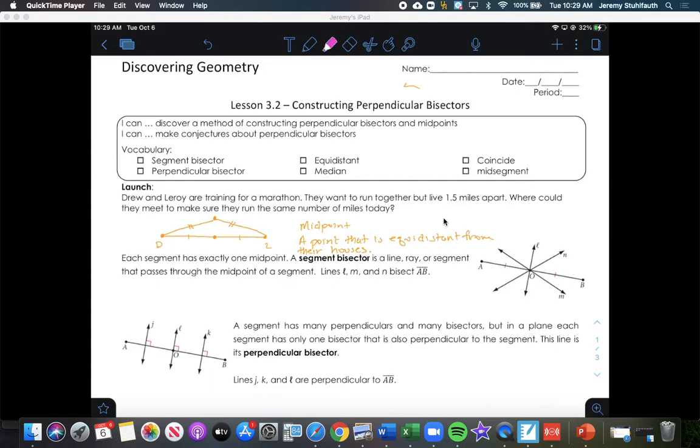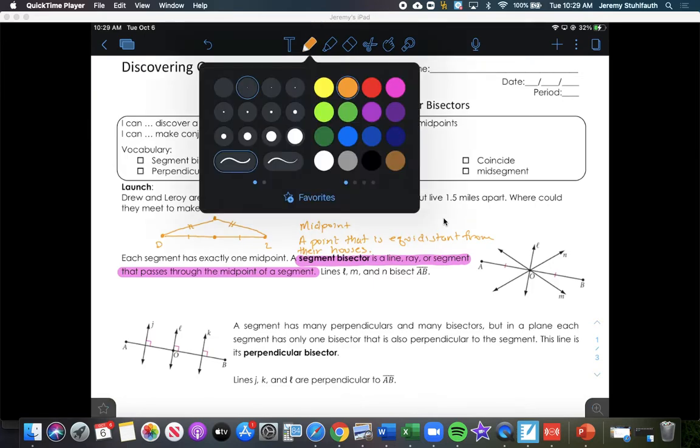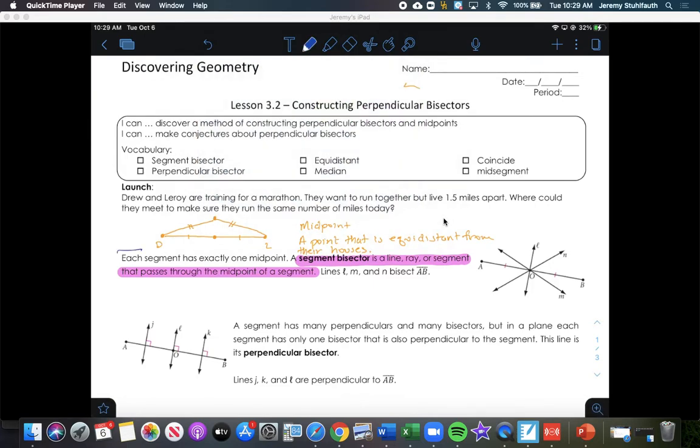The first vocabulary word we have is a segment bisector. What you need to know about a segment bisector is it's a line, ray, or segment that passes through the midpoint of a line segment. And the other important piece of information that you want to make sure you take away from this is that each segment has exactly one midpoint. So there's only one midpoint, because each segment that you might be working with only has one midpoint.